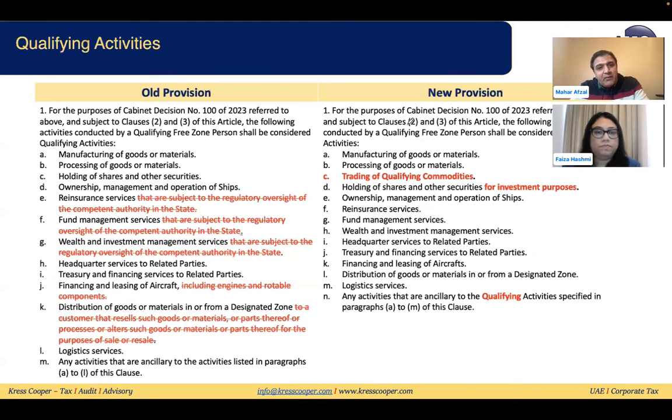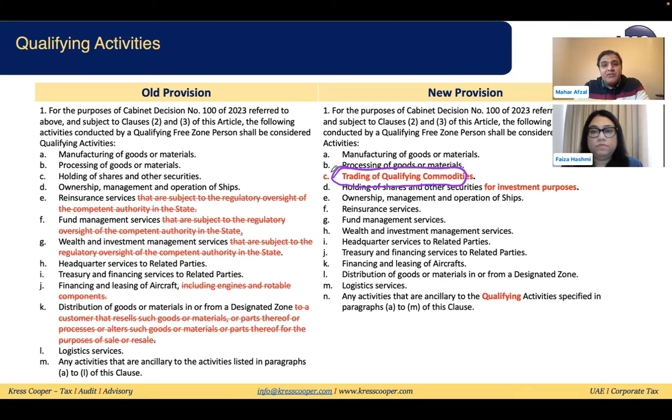Now the qualifying activity, I have already just highlighted this. In the qualifying activities, they have added one more activity: trading of qualifying commodity. This is a major change in the qualifying activity. Rest everything is same. Basically, they have just rephrased the wording; they have removed the conditions from here and put them into the description. Else everything is same other than this major change, which is trading of the qualifying commodity.